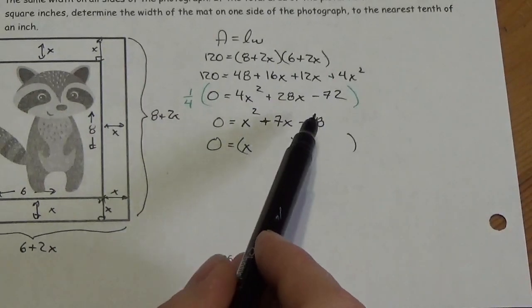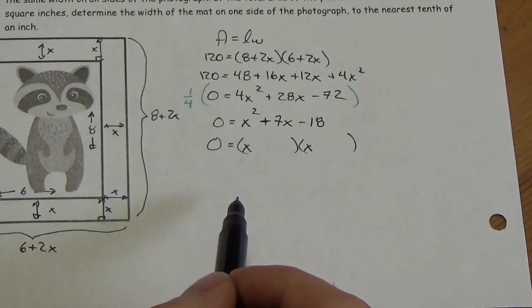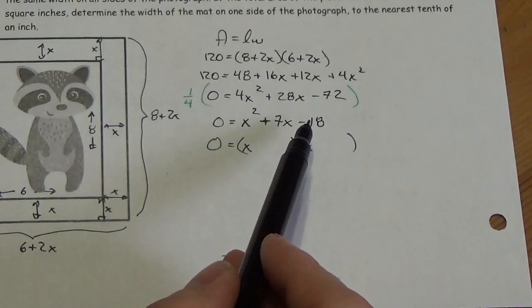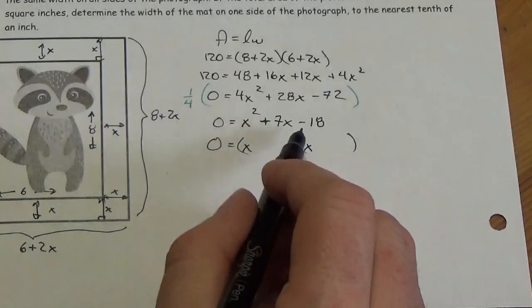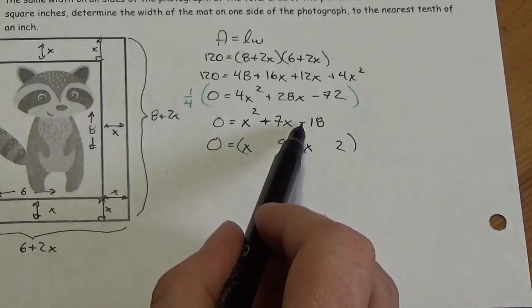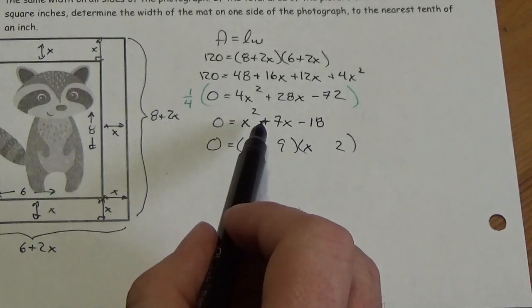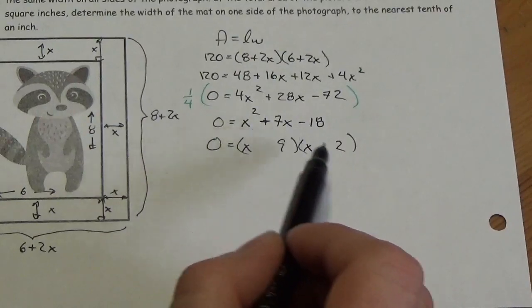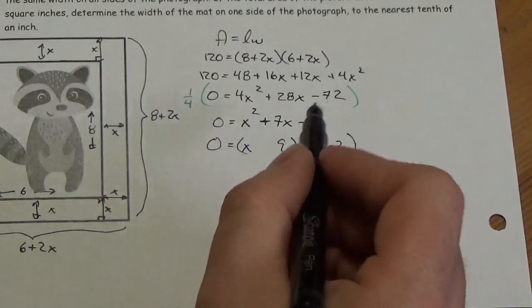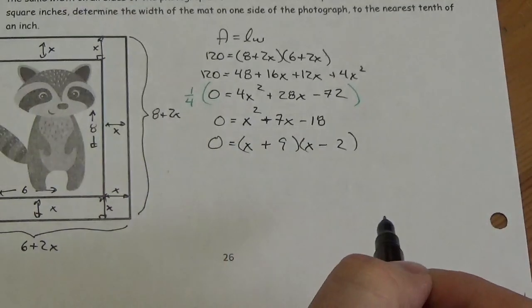3 and 6, but there's no way I can combine 3 and 6 to get 7, regardless of the positives or negatives. But 9 and 2, I could. So I'll put the 9 and the 2 here, and I'm hoping that works. This is negative, so one of these two is negative and one is positive. Because the middle term is positive, I know that the larger of the two products is going to be positive, so this will be x plus 9, x minus 2.